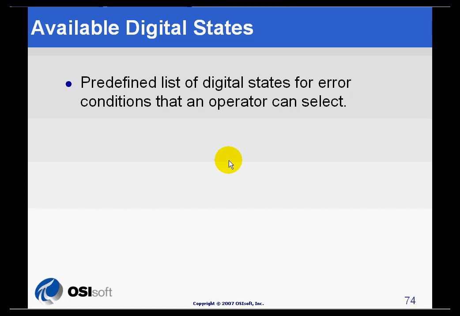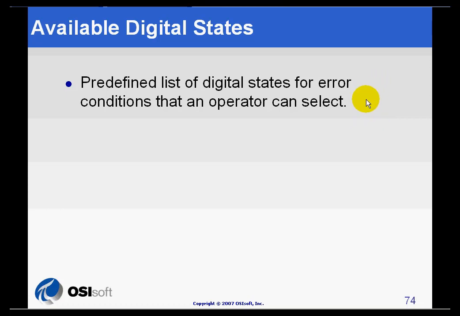To facilitate the data collection, Manual Logger provides some predefined digital states which correspond to common conditions that the operators may encounter when entering data. Some of those common conditions may be bad input, instrument out of service, and so forth. These predefined digital states can be associated both with digital tags or some other types of data, such as regular float tags or string values.